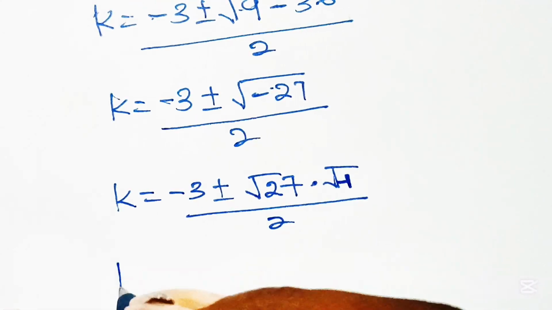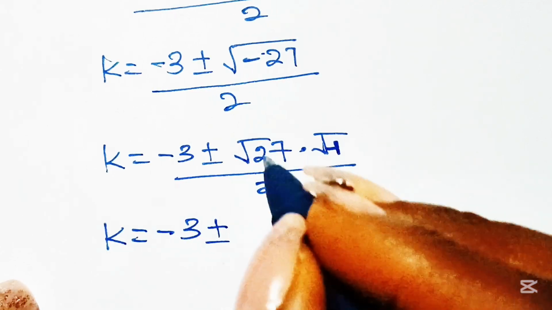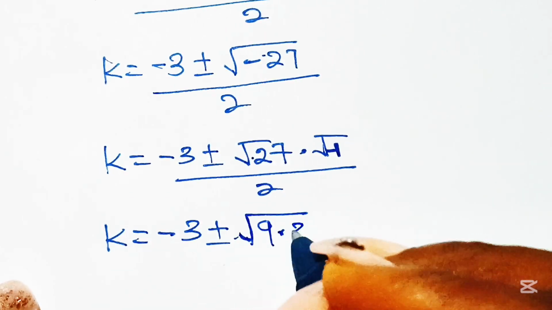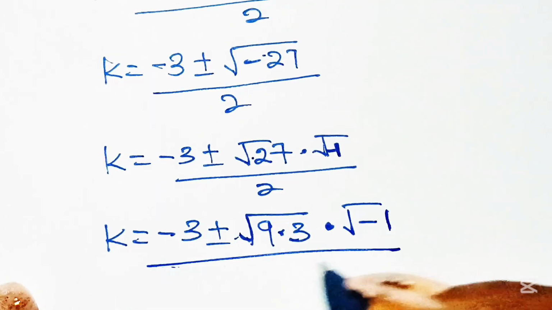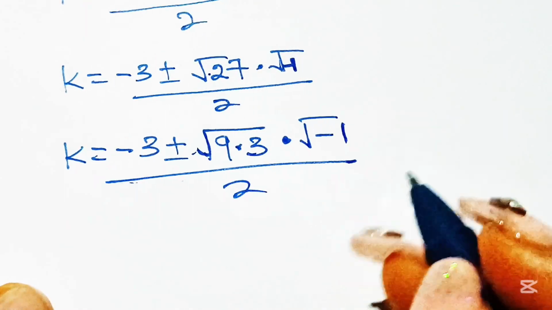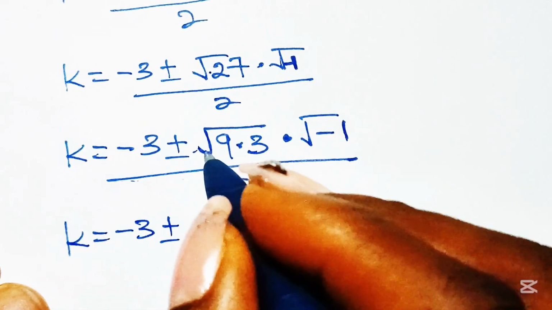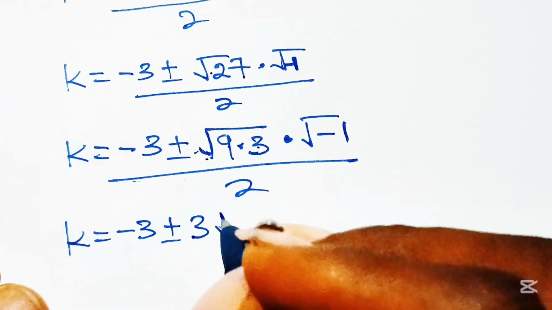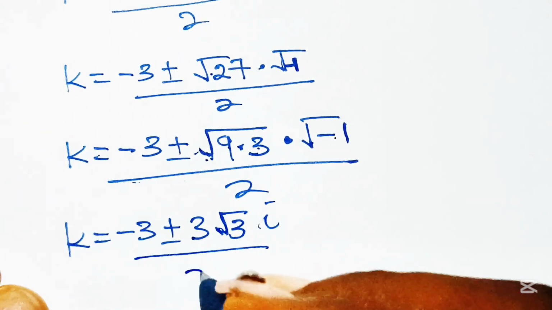So we have k is equal to minus 3 plus or minus, now square root of 27 can be expressed as square root of 9 multiplied by 3 multiplied by square root of minus 1 divided by 2. Okay, so k is equal to minus 3 plus or minus, now square root of 9 will give us 3 and we have root 3 remaining, right? Then square root of minus 1 is i divided by 2.